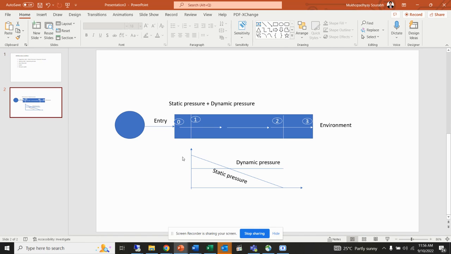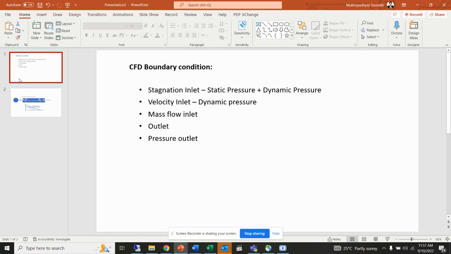You are only defining the dynamic pressure at point 0, and the system resistance is just the opposite. So the code gets the system resistance from the geometry and downstream geometry, and the system resistance added to the dynamic pressure, whatever you are defining in the velocity inlet, is nothing but the total pressure.